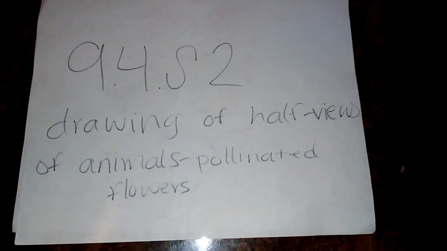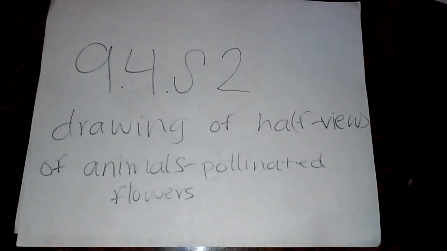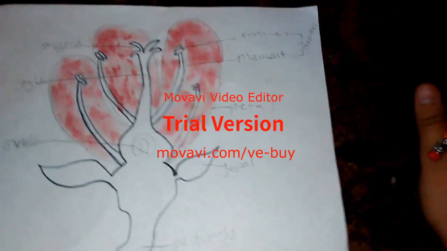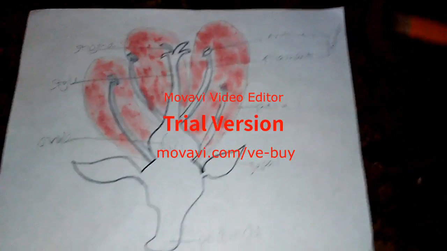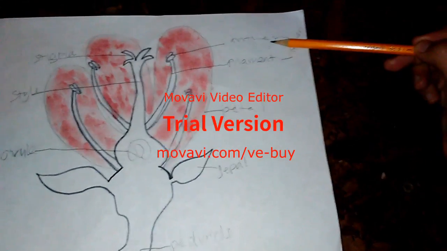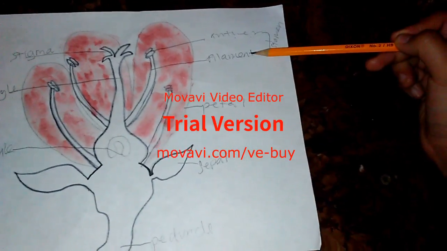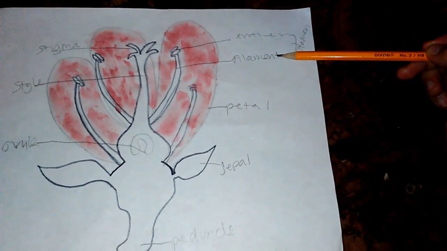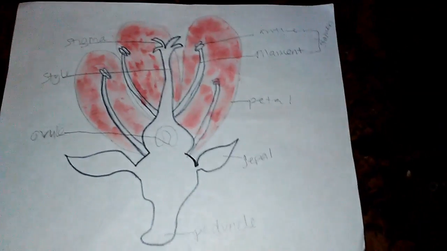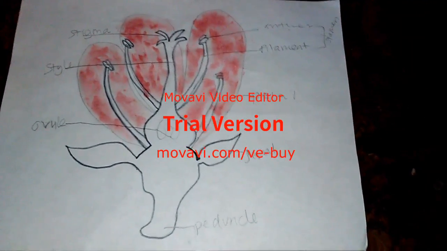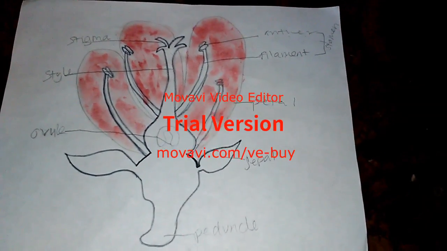Now, let's focus on 9.4 Skill 2, drawing of half views of animal-pollinated flowers. Okay, let's start with the male part, which is called the stamen. It is composed of the anther, which is the pollen-producing organ, and the filament, which is a slender stalk supporting the anther. Now, let's talk about the pistil, or as other people call it, the carpel, which is the female part, which is composed of three things.